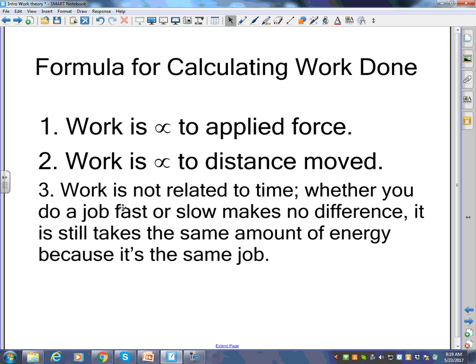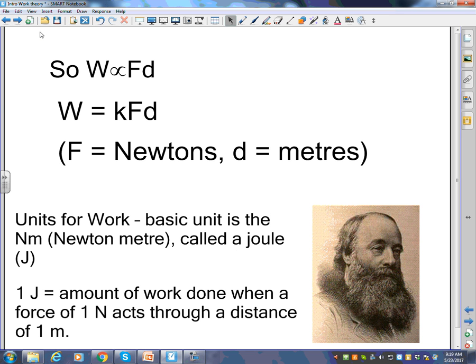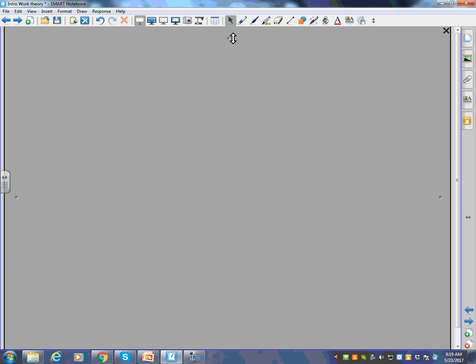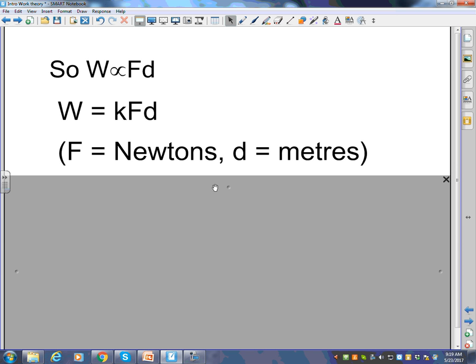Okay, so we are working our way towards a formula, and I'm just going to give it to you because it's so simple. Work is proportional to F times d, and I told you a while back to turn a proportionality into an equation. You simply insert, what's this k thing called? Yeah, it's called the constant of proportionality. Yes, my handwriting's bad. Okay, where F is measured in newtons and d is measured in meters.